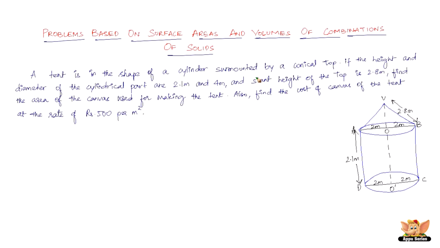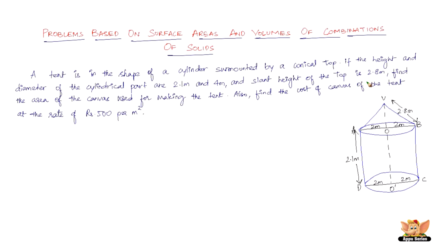Now, if these are the data, what we have to do is find the area of the canvas used for making the tent. That is the material that is used for making the tent. And also find the cost of canvas of the tent at the rate of rupees 500 per meter square. So now, what is it that we have to find? We need to find the cost of the canvas of the tent.